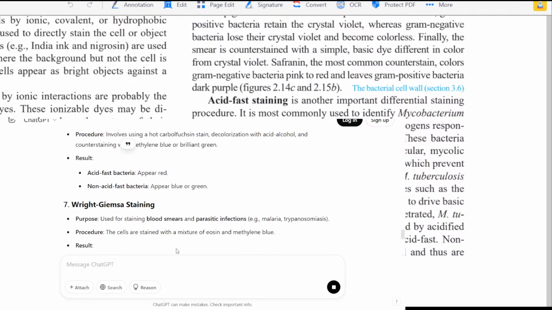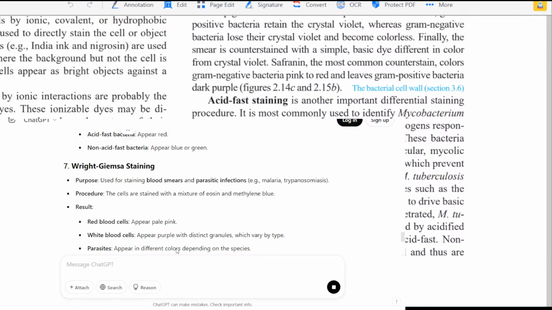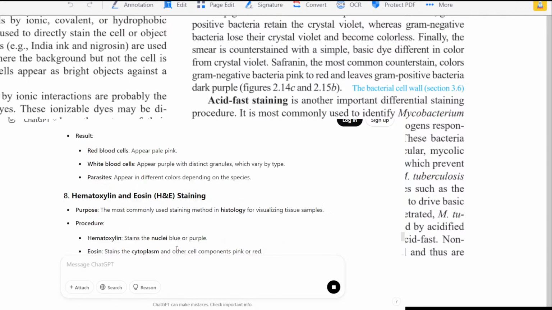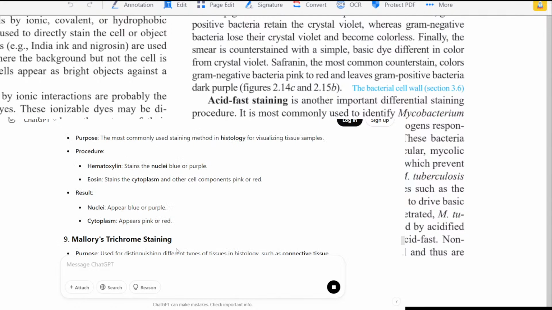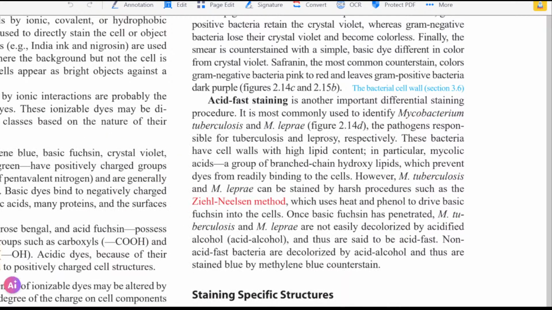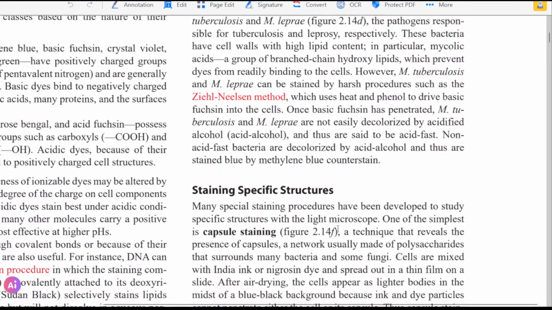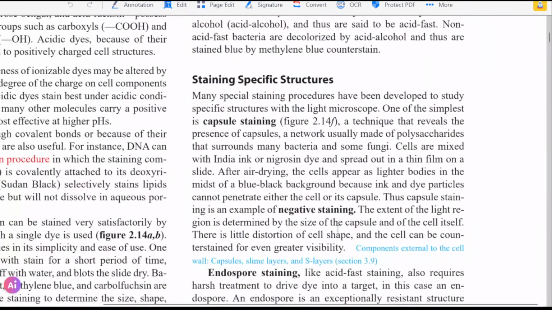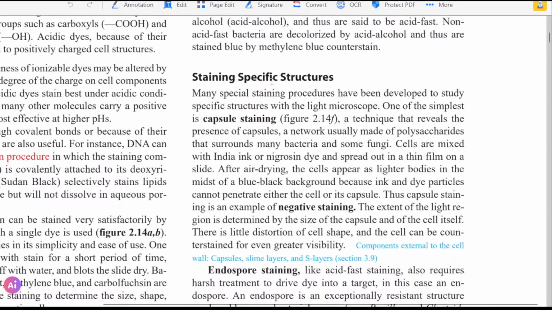Alright, so those are the stains for blood smear and parasitic infection. All of these are differential staining, guys. So let's leave it at that. I think we are okay with these two. Now, staining specific structures. This differentiates between the organelles, right? It is the differentiation inside the cell, or between the cell structures.